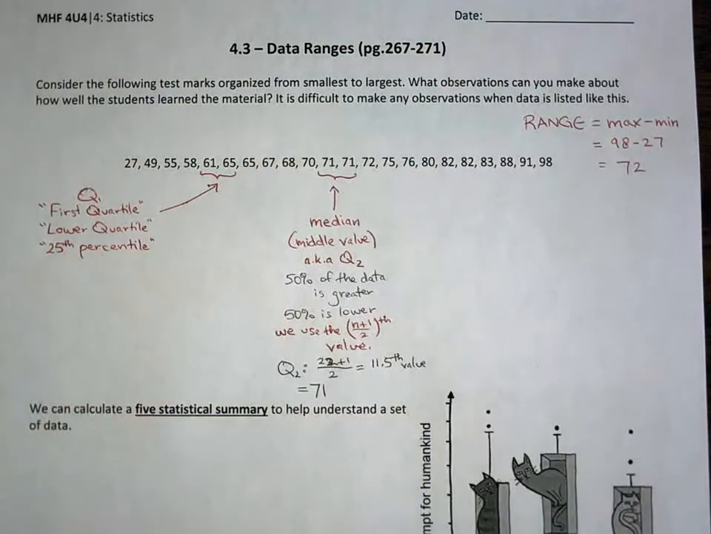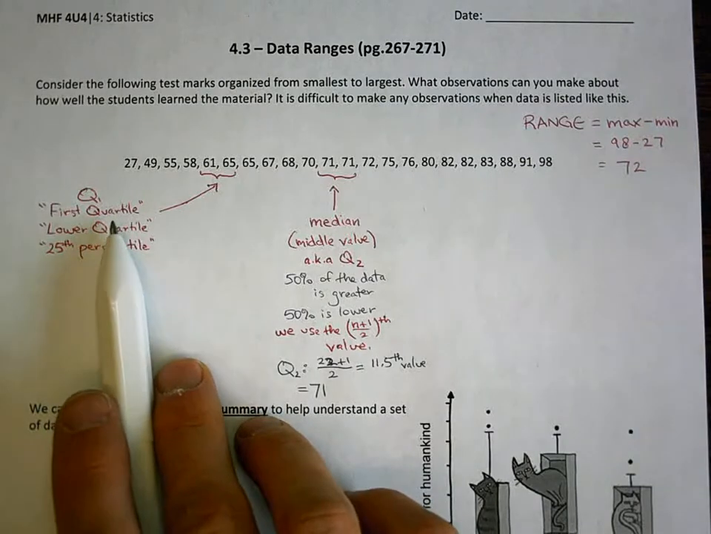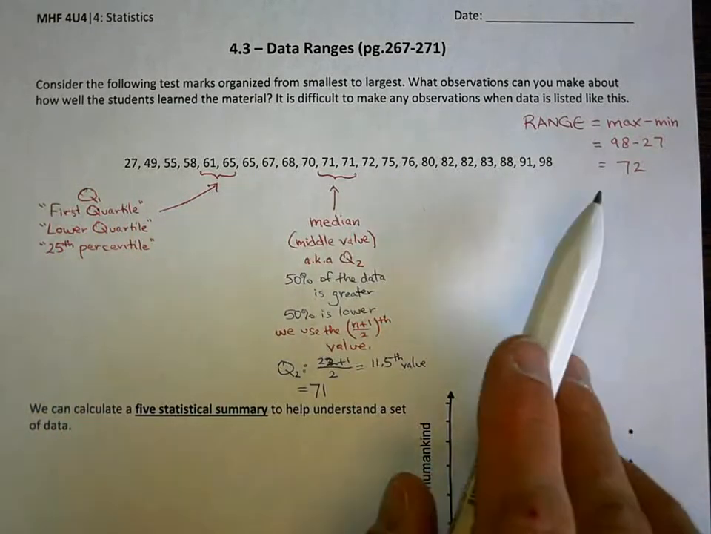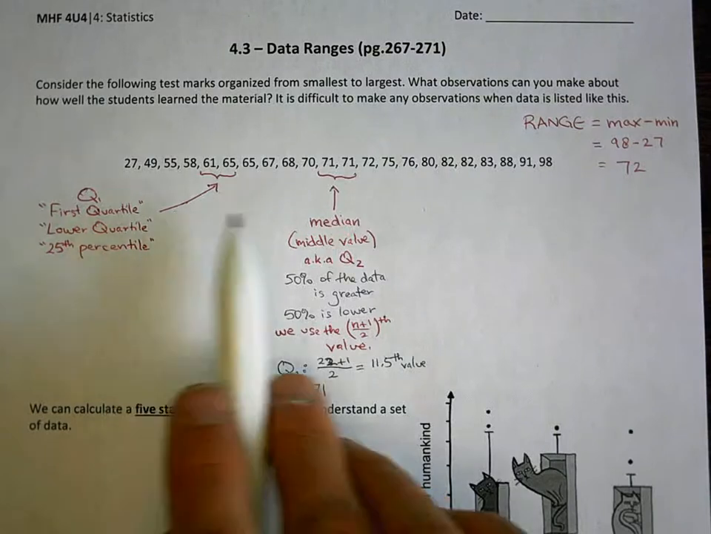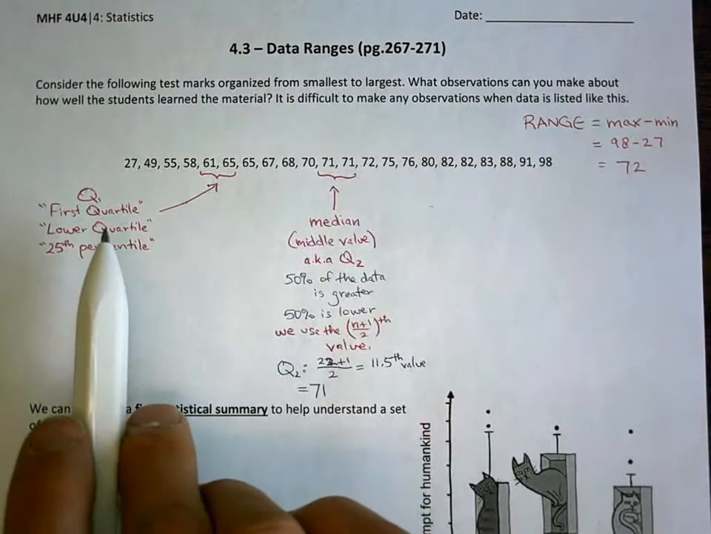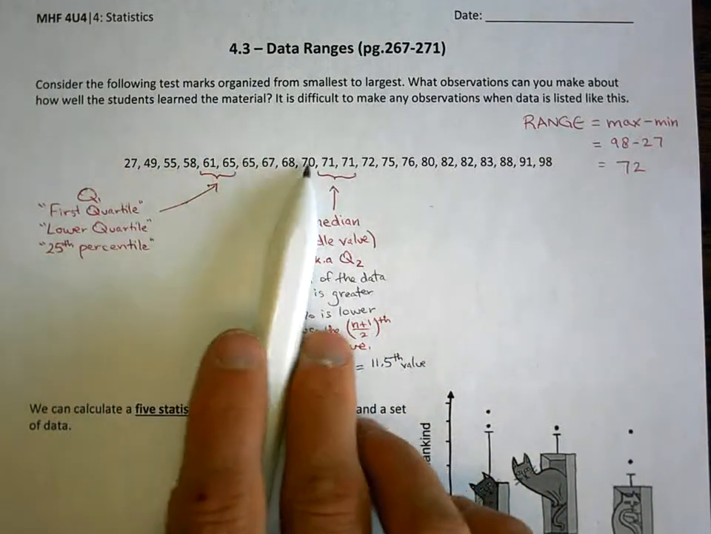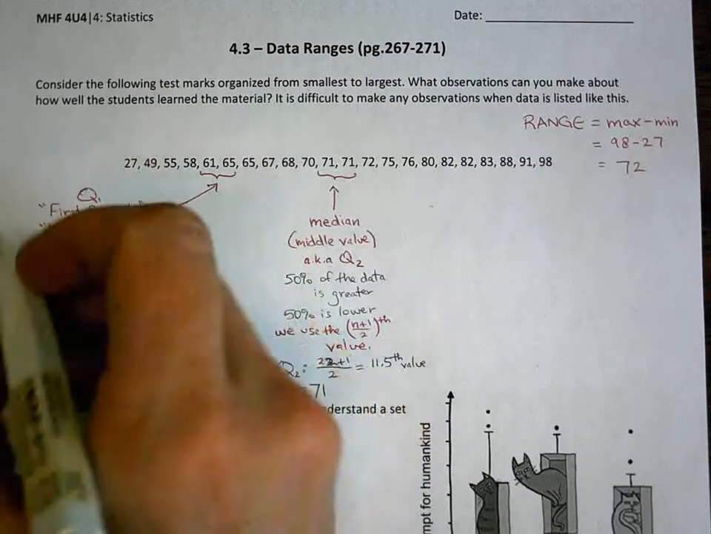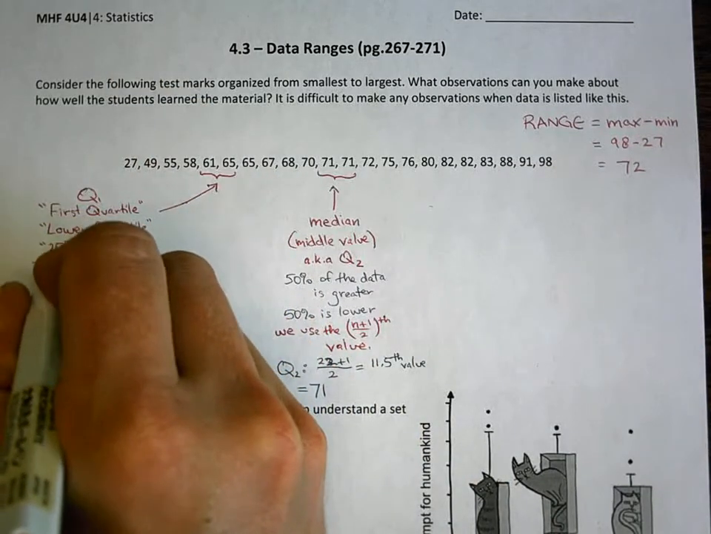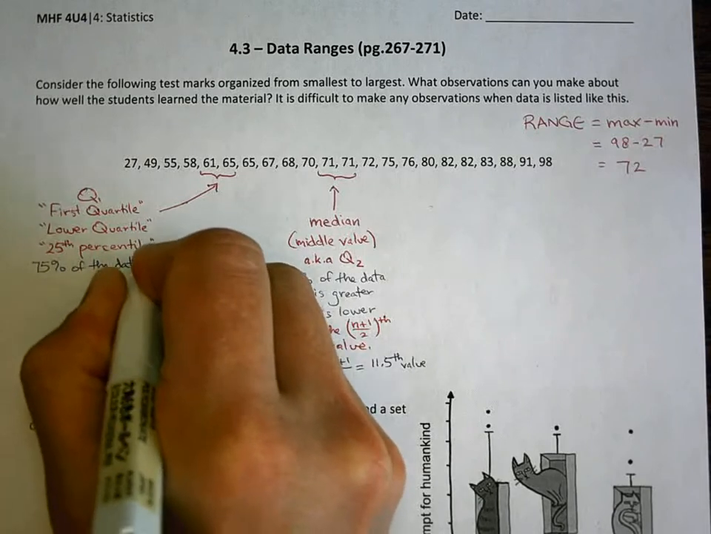A lot of different ways of talking about this. Remember, what we're trying to do is divide the data into four sections, or four ranges. So we have my first, second, third, and we'll do the fourth. Q1 is that divider between the lowest quarter and the second lowest quarter.